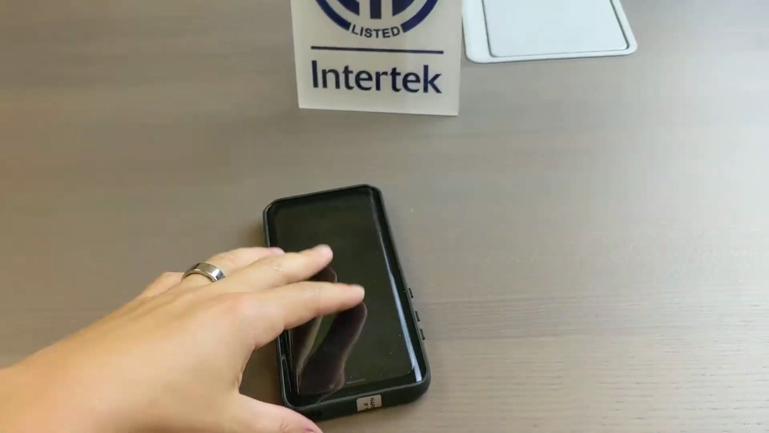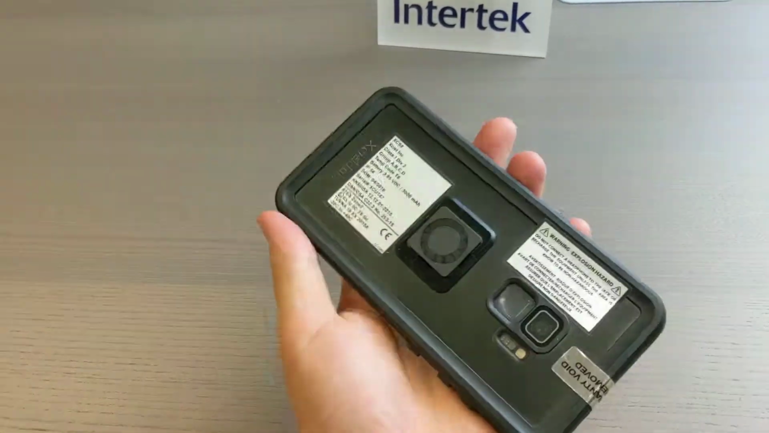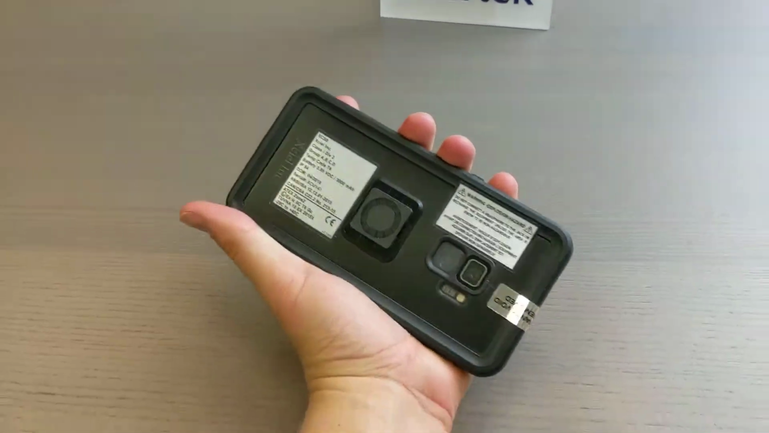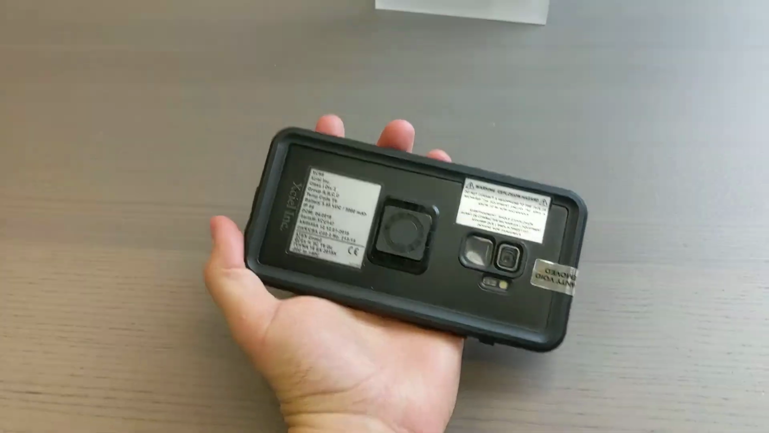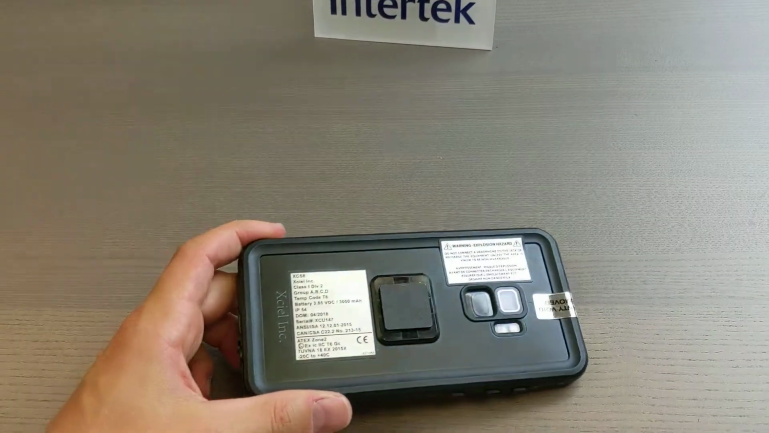Everyone, this is the intrinsically safe Samsung S8. The S9 will look very similar to that. That's shipping very soon. But the X8 is available. And it's Class 1 Division 2 ATEX Zone 2 rated.